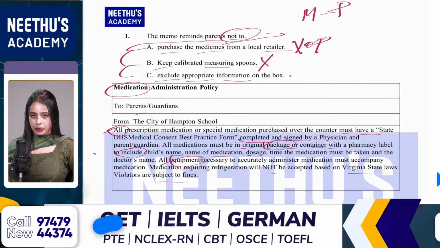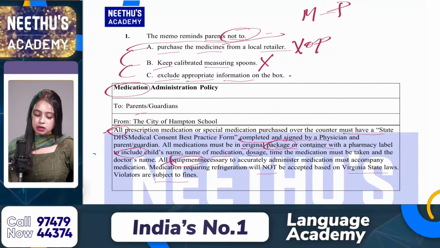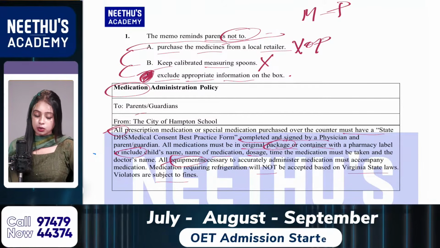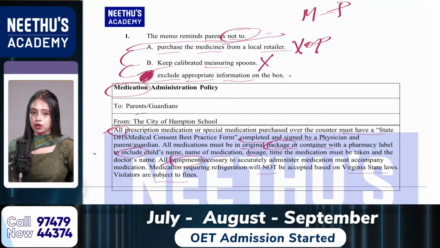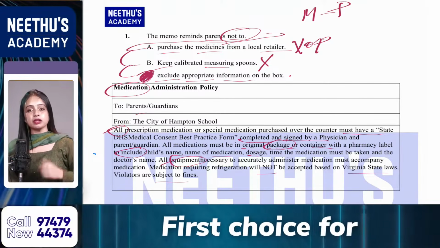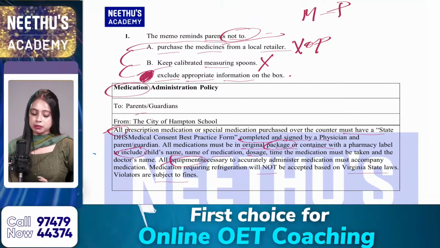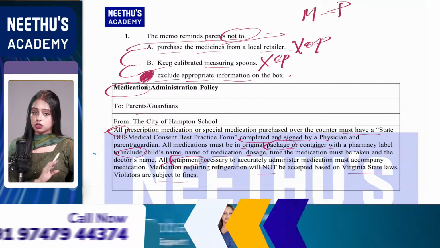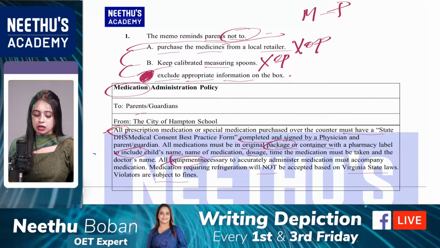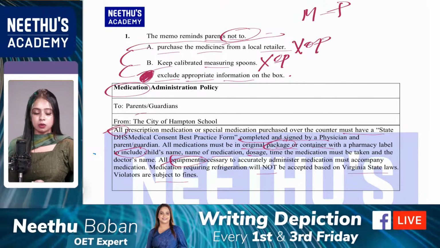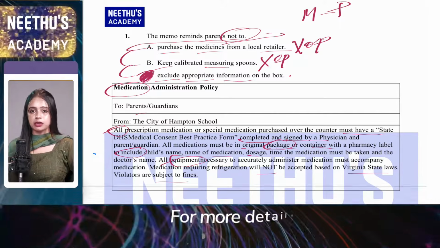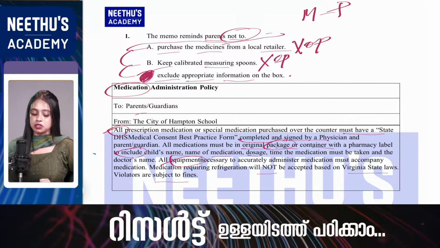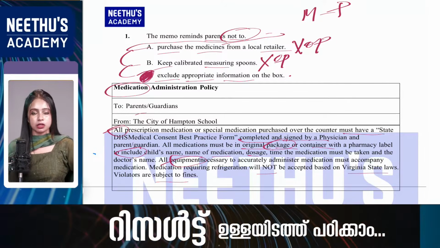I'm so sorry. The correct answer is option C, which is "not to exclude", which means don't avoid. You have to include appropriate information on the box. I'm eliminating option B because it is a contradictory, or opposite, option. We can't say it is not mentioned, because it is mentioned in the form of equipment. It is mentioned here, but it is a contradictory option. So the correct answer is option C, include appropriate information on the box.